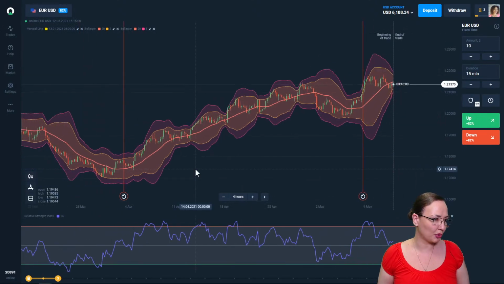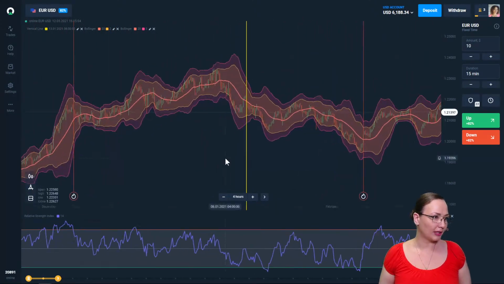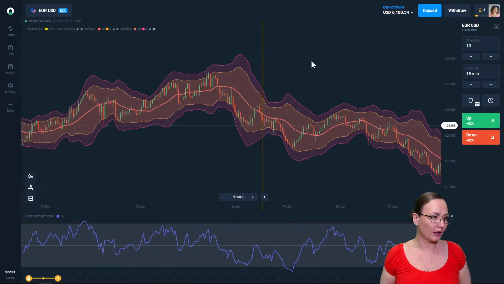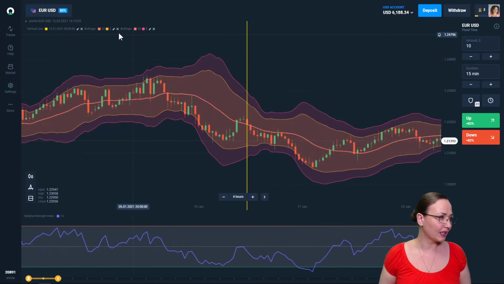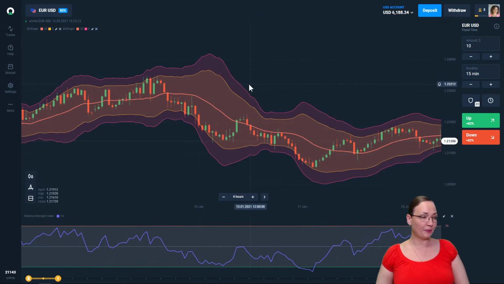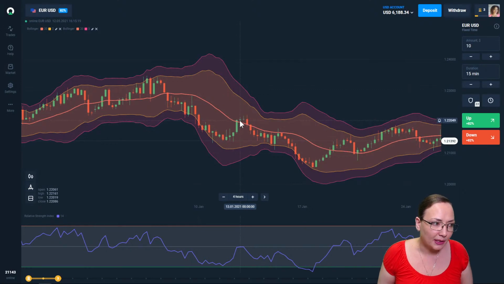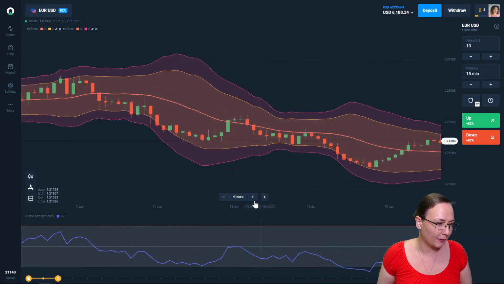So basically, let me just show you right here. It was that yellow line that I marked. Okay, so we're looking at the 4-hour time frame, Euro US dollar. Let me take this line off. All right, so we're looking at the RSI oscillator right here, and we're looking at the price right here. As you can see, let me make this a little bit bigger.